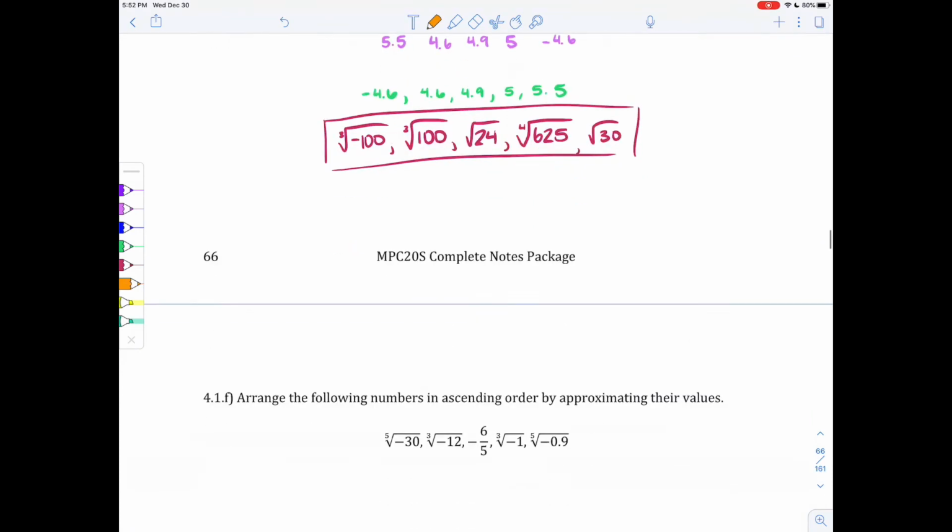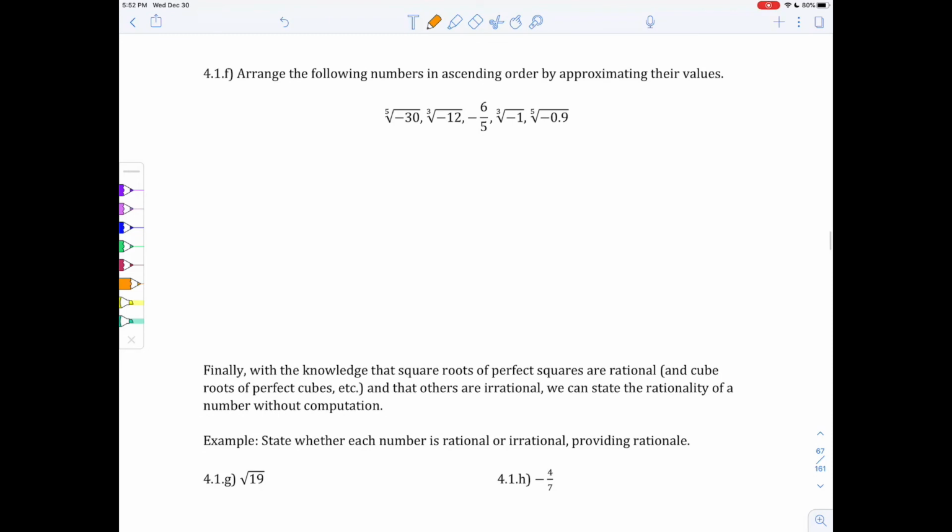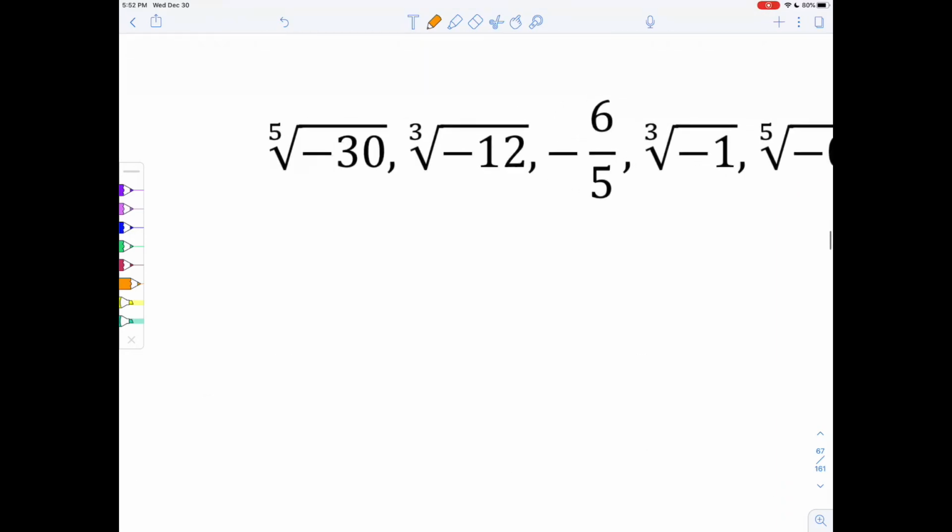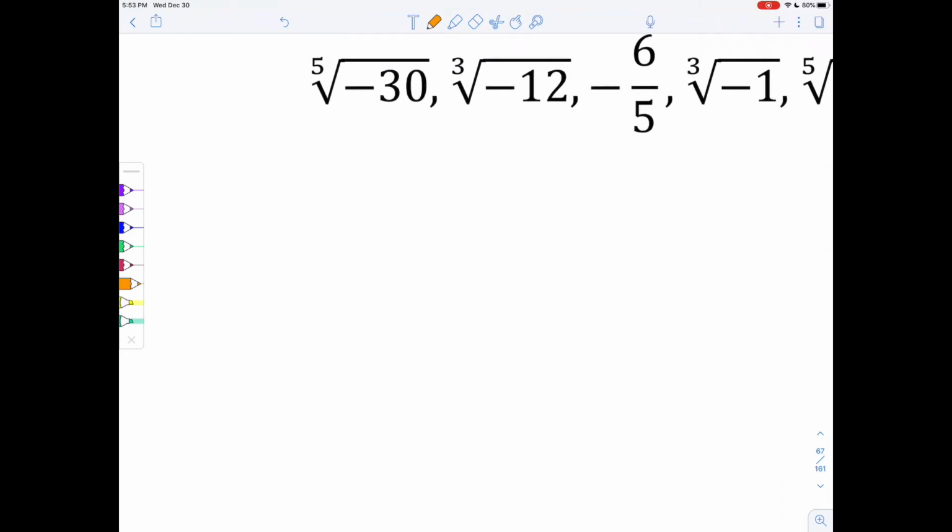Now that you know how to approximate some radicals, one of these might be a little tough to approximate, but see what you can do. I am going to just jump in here. 5th root of 30. Well, if I'm thinking of numbers, 1 times 1 times 1 times 1 times 1 is 1. Next one, 2 times 2 times 2 times 2 times 2 is 32. So the 5th root of positive 30 would be a little less than 2. I'm going to say this is close to negative 1.9-ish.